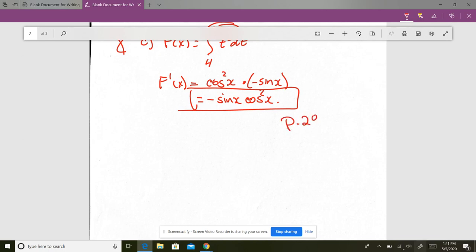So page 290, numbers 75 to 91, odd. That's what I would like you to do. You can do the even ones if you want.